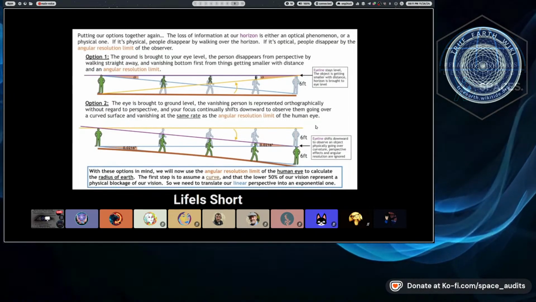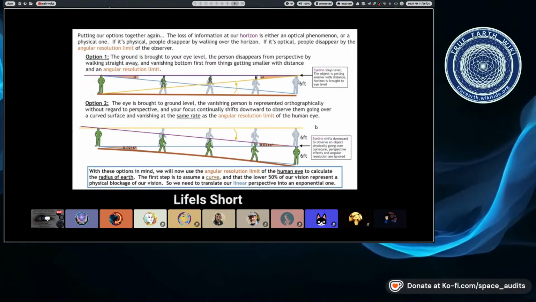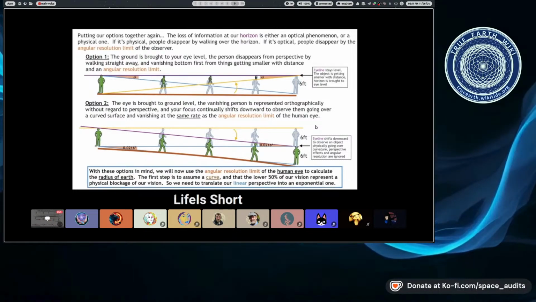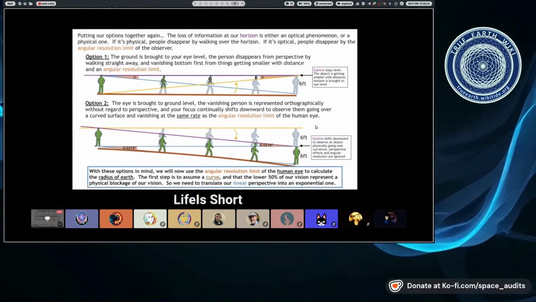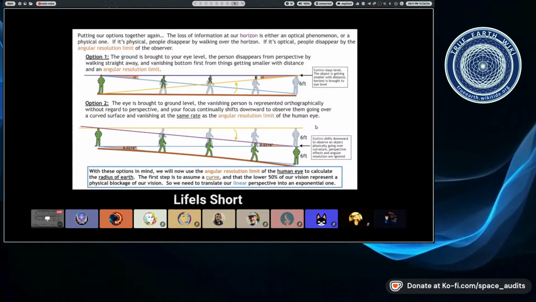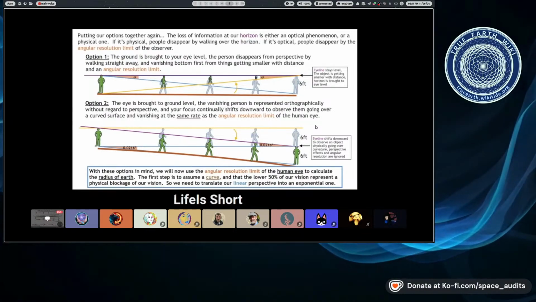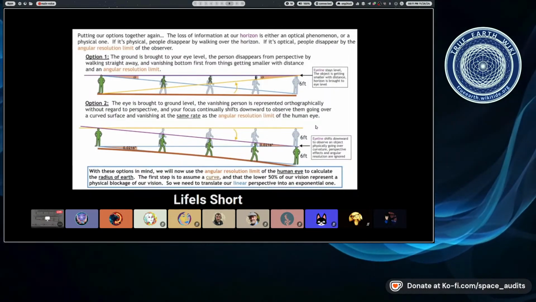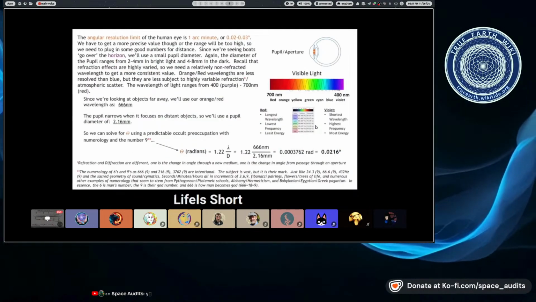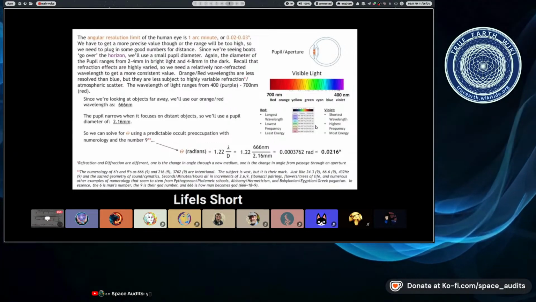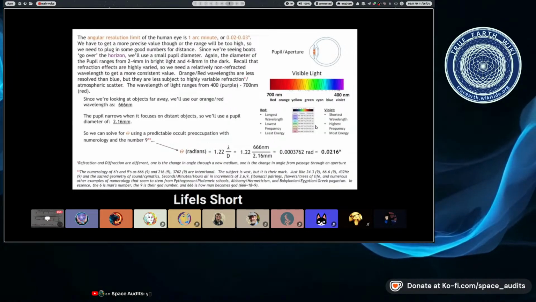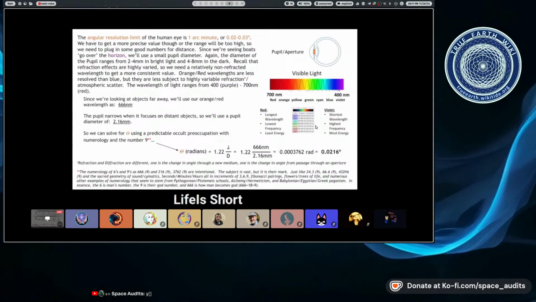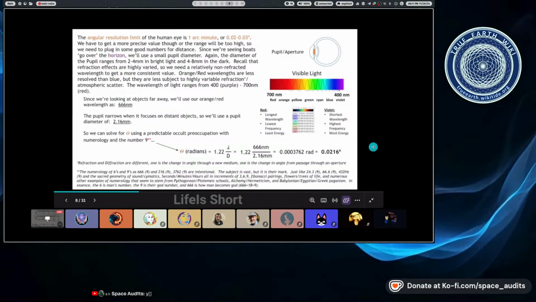So with these options in mind, we will now use the angular resolution limit of the human eye to calculate the radius of Earth. The first step in doing this is to assume a curve, and that the lower 50% of our vision represents a physical blockage of our vision. So we need to translate our linear perspective into an exponential one. So again, the angular resolution limit of the human eye is 1 arc minute, or 0.02 to 0.03 degrees. We have to get a more precise value though, or the range will be too high for the radius of Earth. So we need to plug in some good numbers for distance.